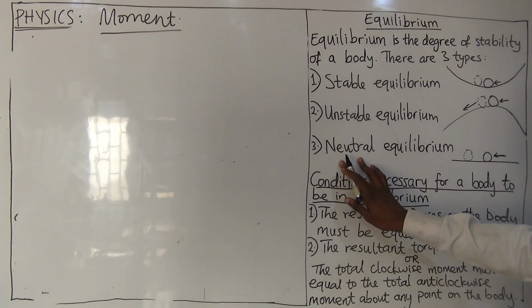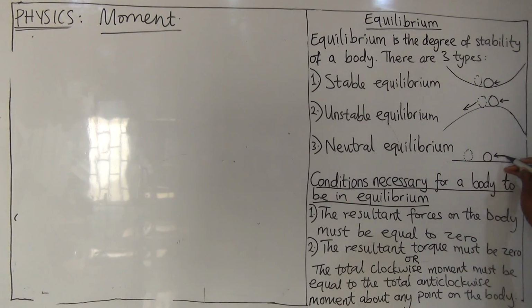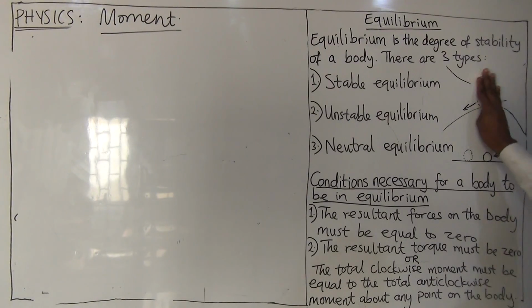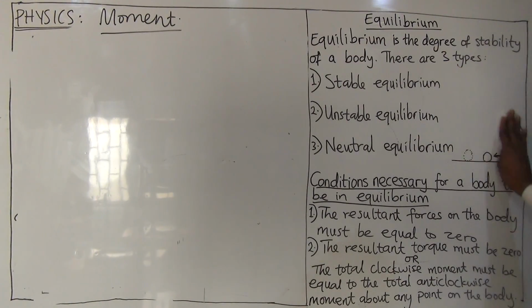But what about neutral equilibrium? You have the object in this position. When you displace it with a little force, it moves further away and stays in its new position. That means it is neutral equilibrium. It is not biased to be stable or biased to be unstable, but it is neutral.